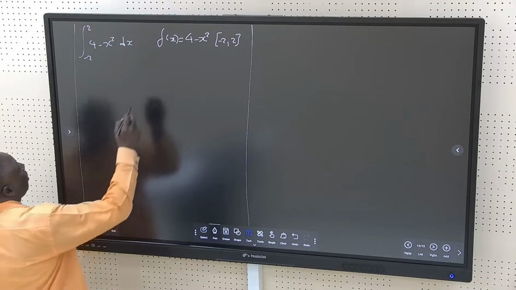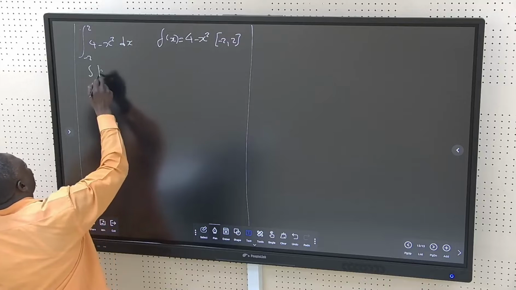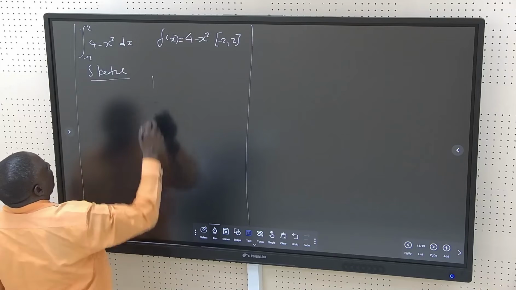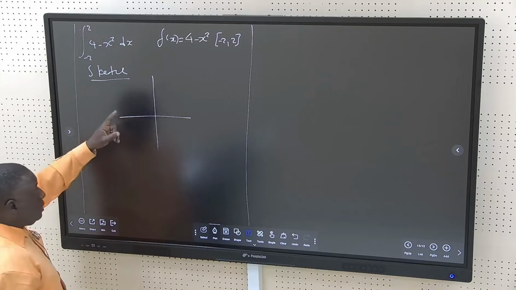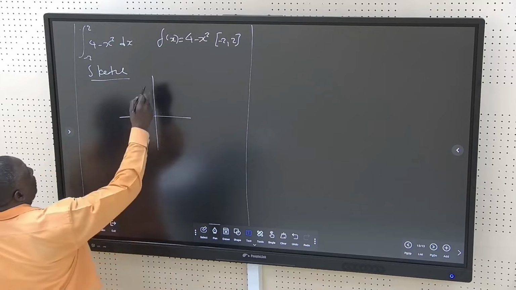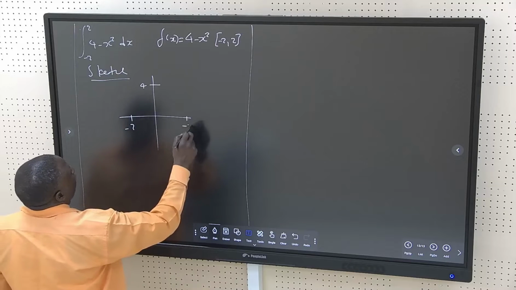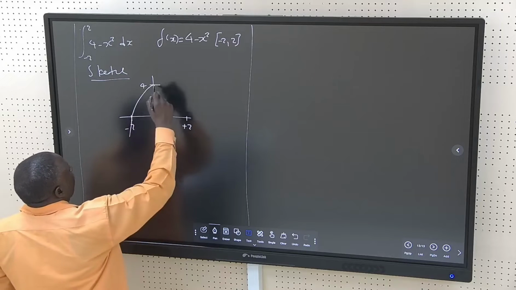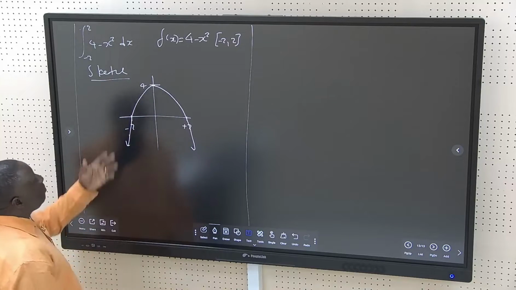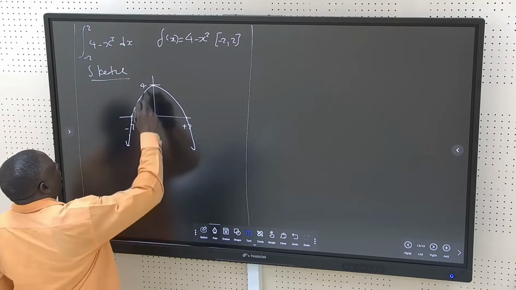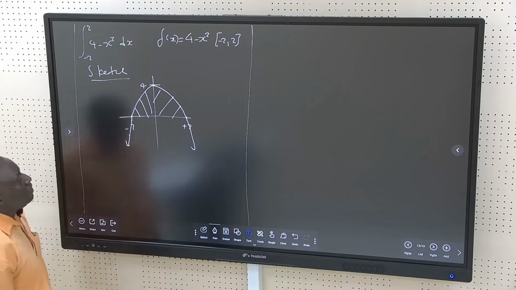Or if you sketch that one, this is a parabola opening downward, cutting here where it is 4, and the intercepts are -2 and +2. So this is a parabola which looks like this way. So finding the area means finding the area of this particular region.